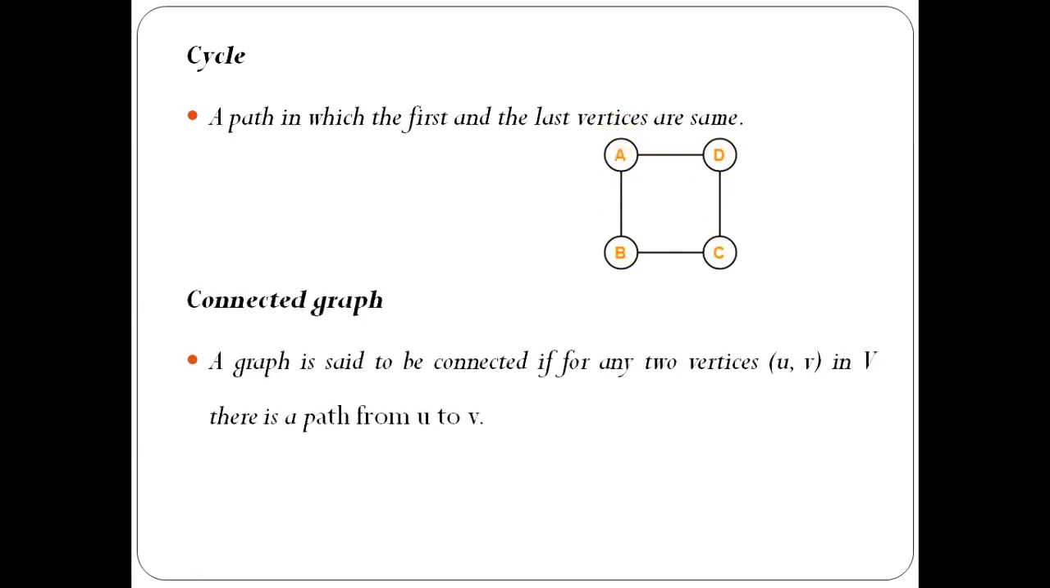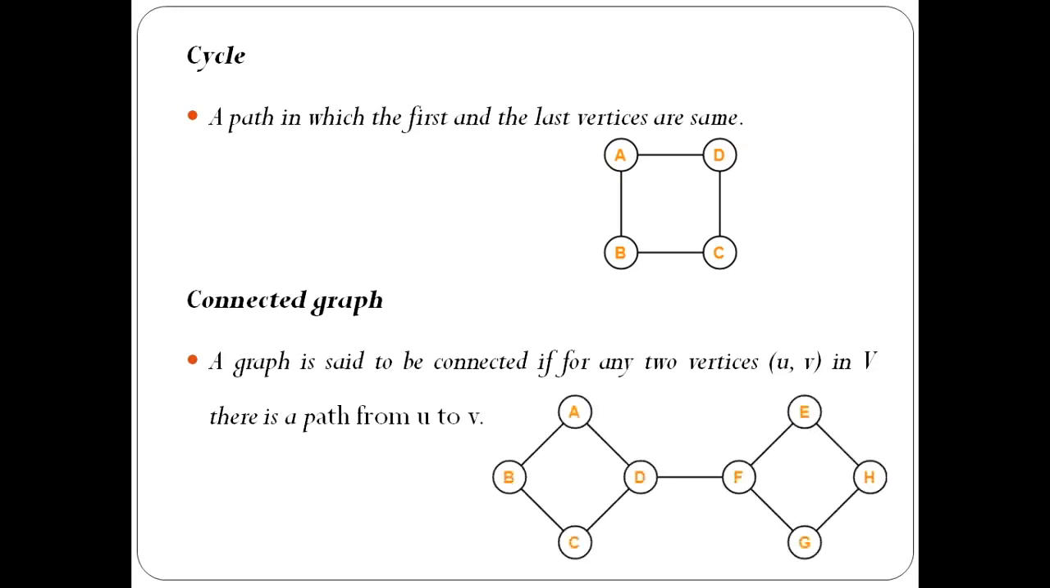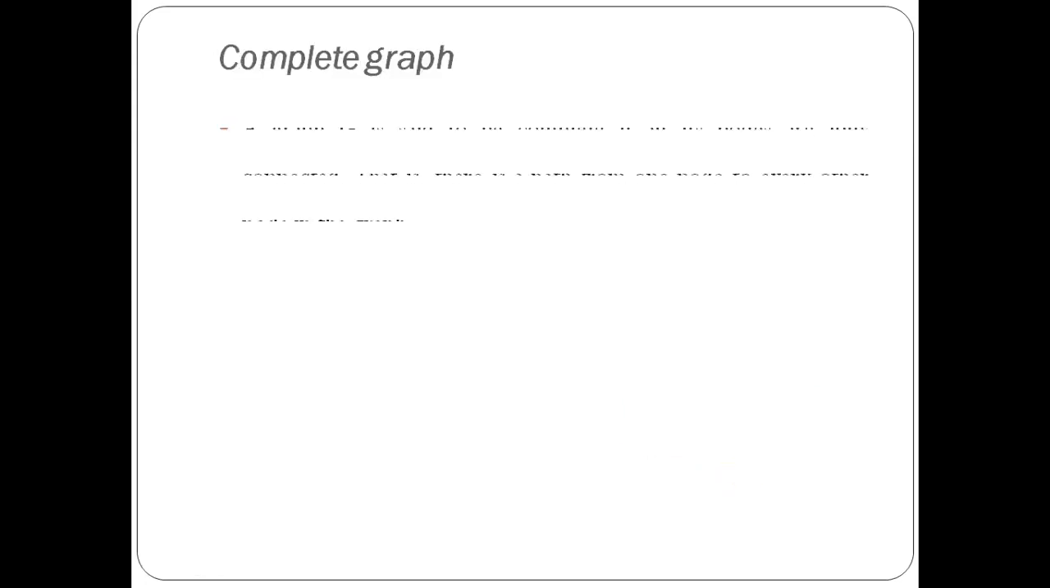Connected graph. A graph is said to be connected if for any two vertices U and V there exists a path between them. Consider this example of a connected graph. Here A, B, C, D is one graph, and E, F, G, H is another graph. But there exists an edge between node D and F that connects the two different graphs, ABCD and EFGH. That's why it is called a connected graph.